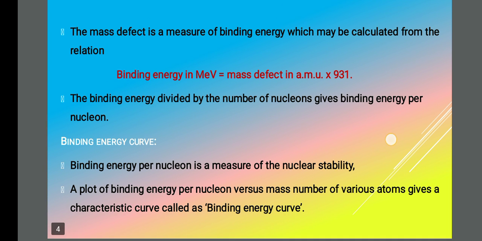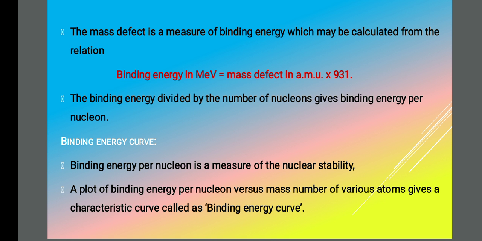The mass defect is a measure of binding energy, which may be calculated from the relation: binding energy in MeV is equal to mass defect in atomic mass unit into 931. Binding energy divided by the number of nucleons gives the binding energy per nucleon. Is it clear? So I'll repeat. Mass defect is a measure of binding energy, which can be calculated from the relationship binding energy is equal to mass defect into 931. Is it okay? Next we are going to see about the binding energy curve.